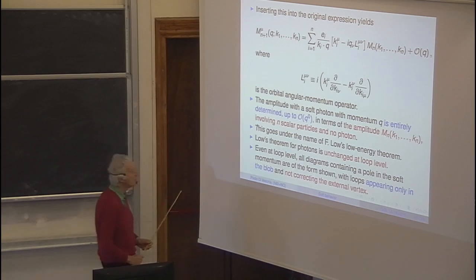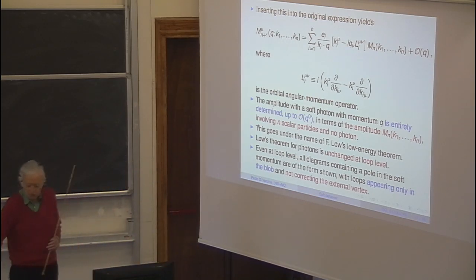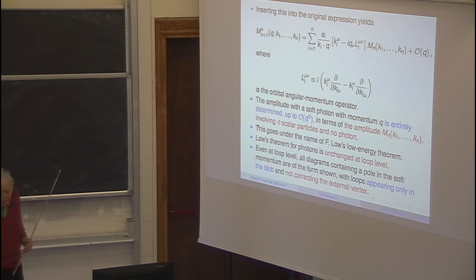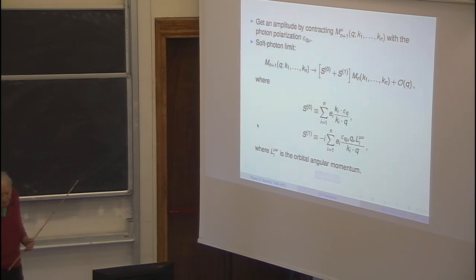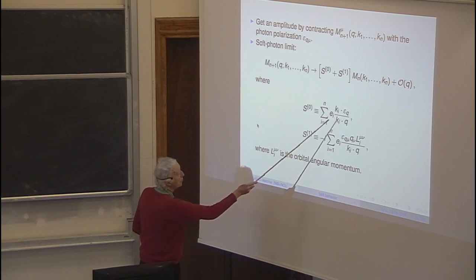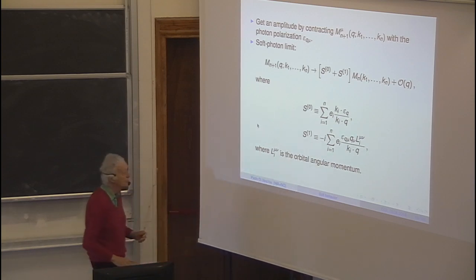Low theorem. Low theorem is unchanged at the loop level, this is the abelian symmetry. And you can get an amplitude saturated with the polarization, and you get the two soft terms. This is order 1 over q, and this is order q to the 0.